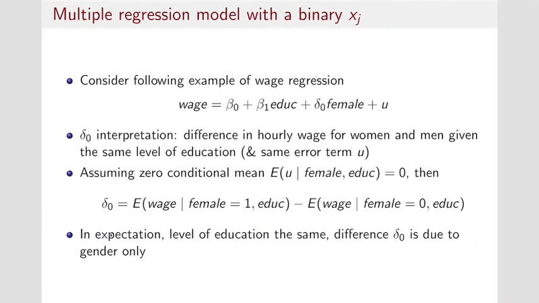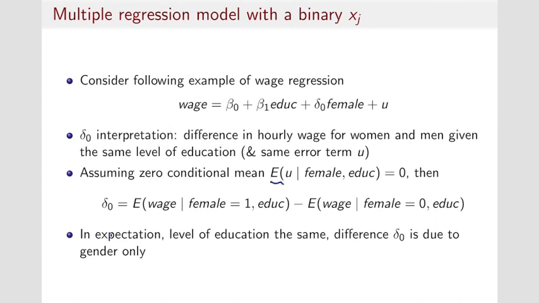Consider the following multiple linear regression model for which the independent variables include education, which is a continuous variable, and gender, which is a binary variable. If we let the binary variable x take the value 1 for female and the value 0 for male, then the parameter delta 0 measures the difference in hourly wage for women and men given the same level of education and the same error term u.